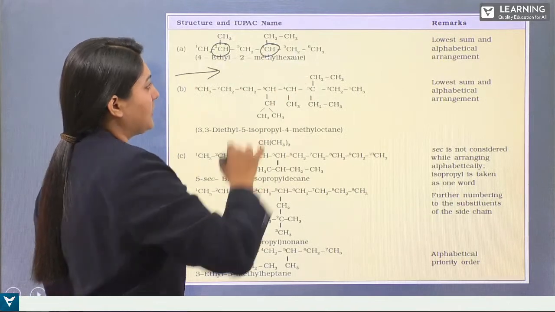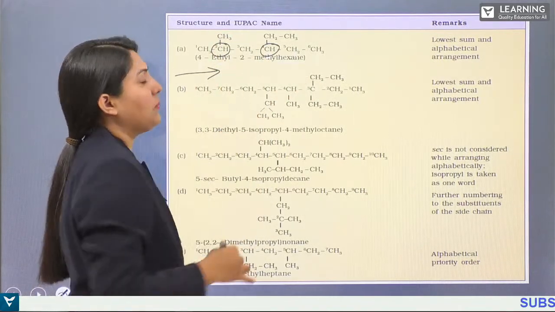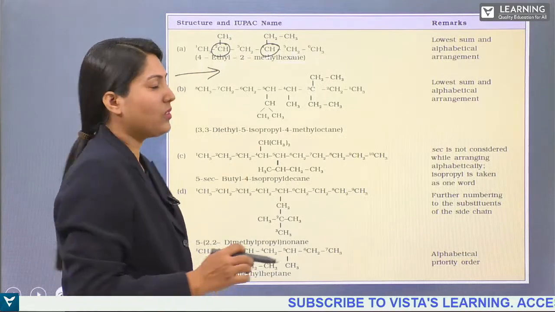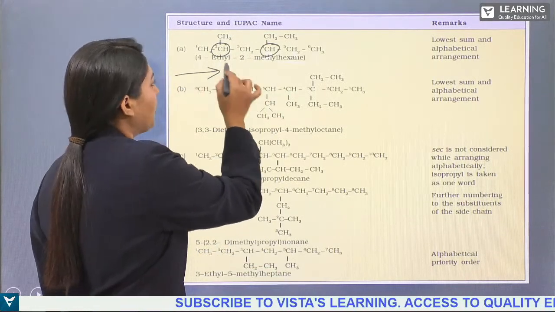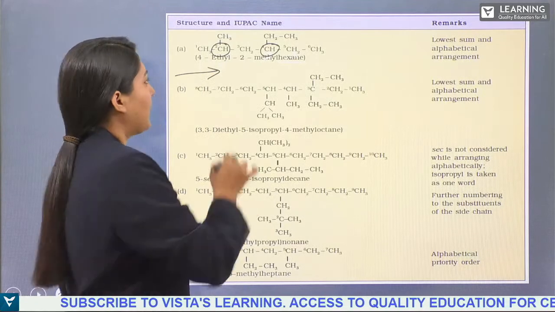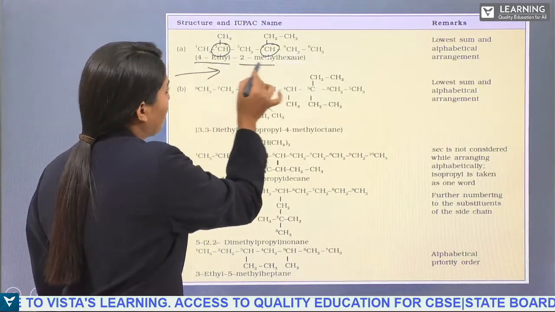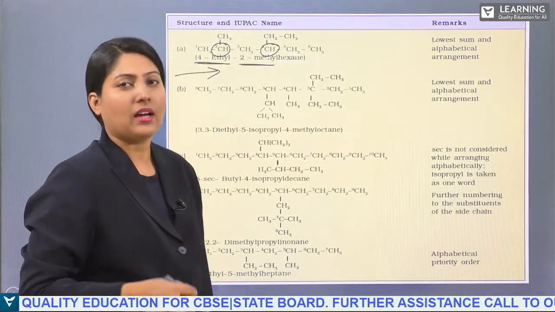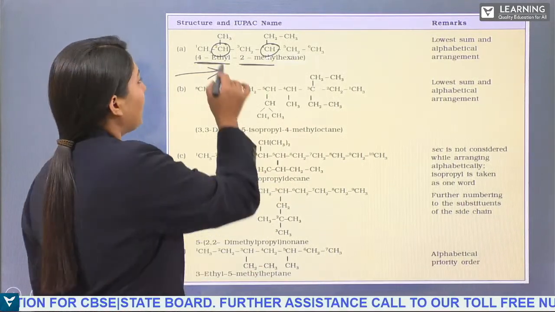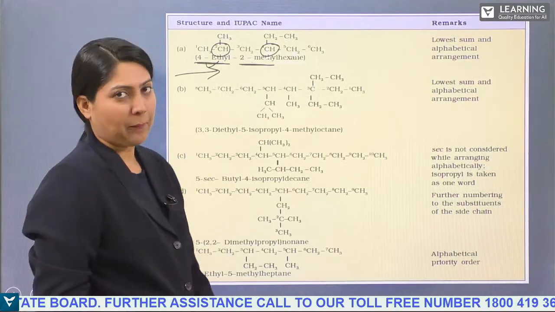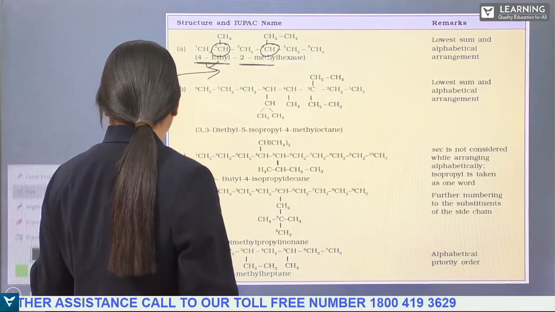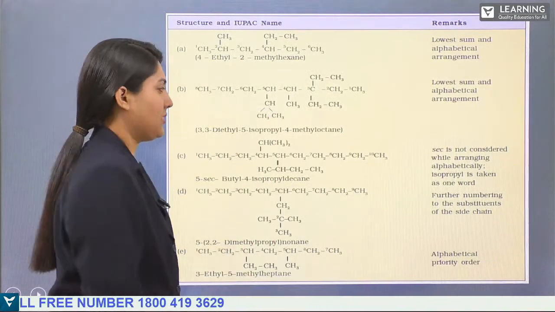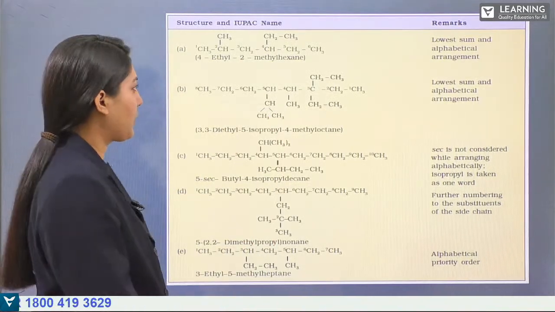So 1 to 6, where the second carbon will have methyl and the fourth will have ethyl. But while writing, we should not write 2-methyl 4-ethyl hexane. Instead, we have to write 4-ethyl 2-methyl hexane, because according to the alphabetical order, we have E coming first and then M. Got it? Similarly, we have other examples also. You can just go through that.